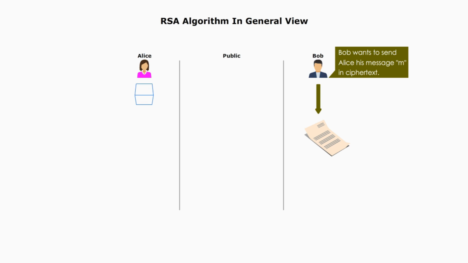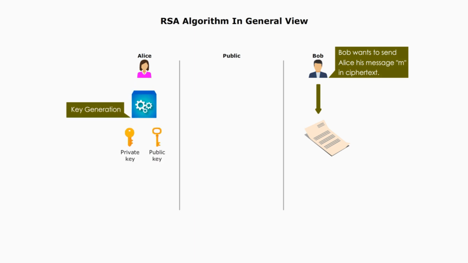Step 1. Alice, the message receiver, will generate a pair of keys, one public key and one private key. Alice sends the public key to Bob. She keeps the private key. She never shares her private key.